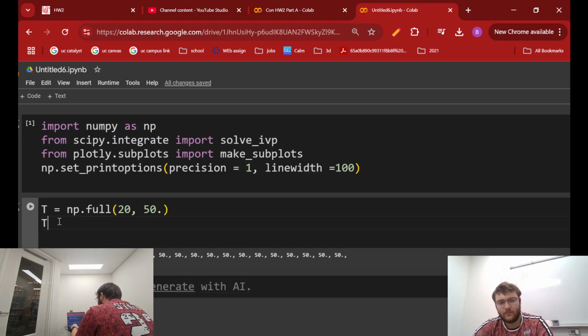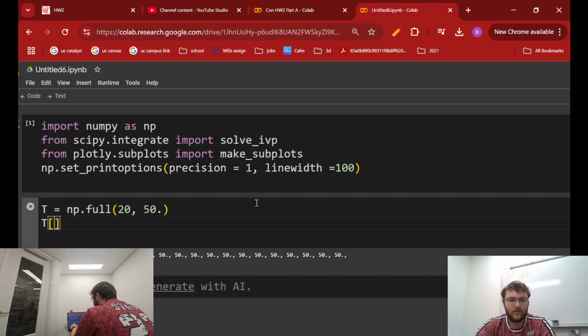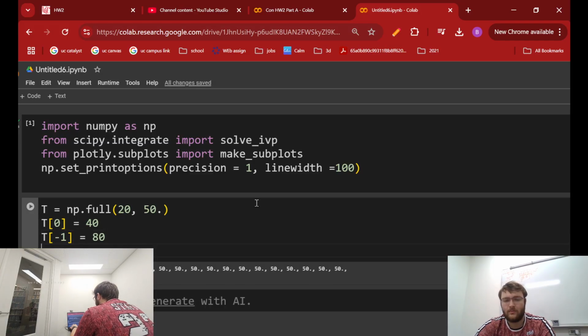We'll also want to, our ends are 40 and 80 respectively. So this should be 40, and then -1 should equal 80. And then if I print T again, then it makes the first and last T.